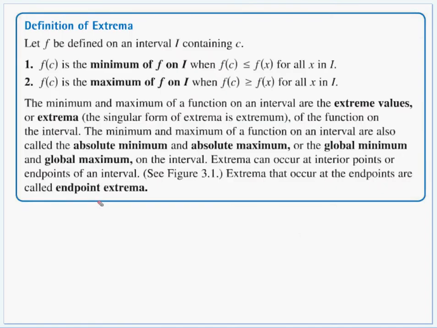Now here, one of our confusing math definitions. Let f be defined on an interval I, and that interval contains point c. f(c) is a minimum of f on the interval when f(c) is less than or equal to f(x) for all x's in the interval. f(c) is a maximum of f on I, that interval, when f(c) is greater than or equal to f(x) for all x's in the interval.